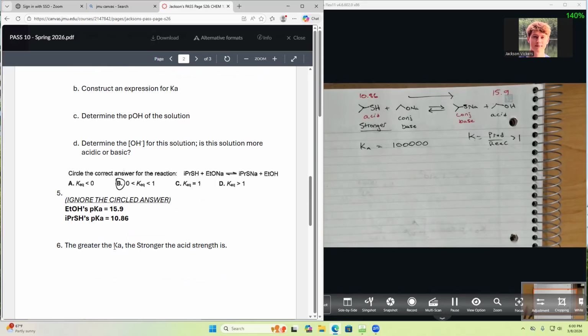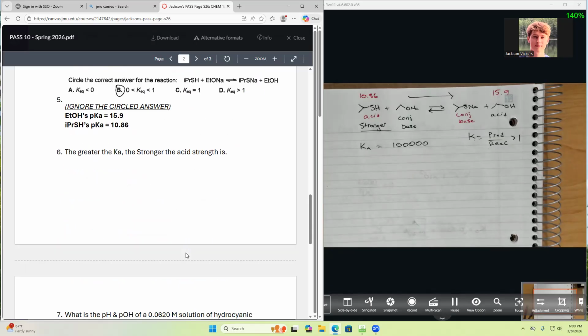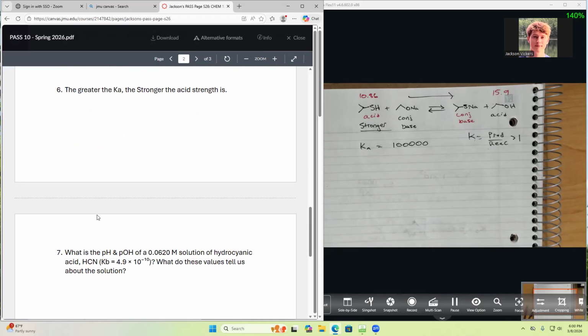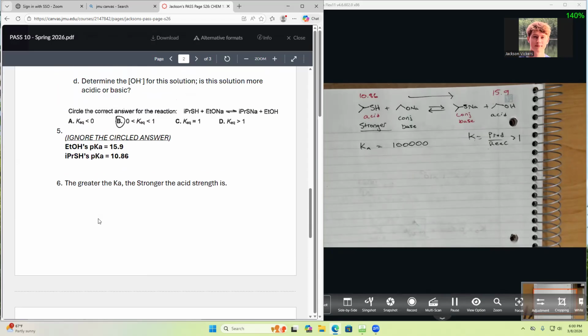Like that. The next problem. Greater the Ka, the stronger the acid strength is. I don't know if that was a statement of true or false or something, but that's true. So a good thing to remember. No, bigger K is more important. Yeah, I can just write this out.